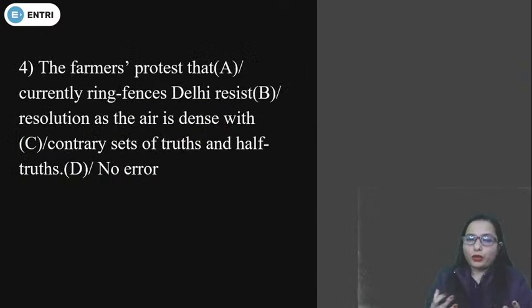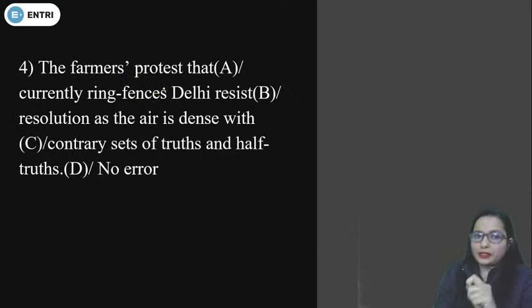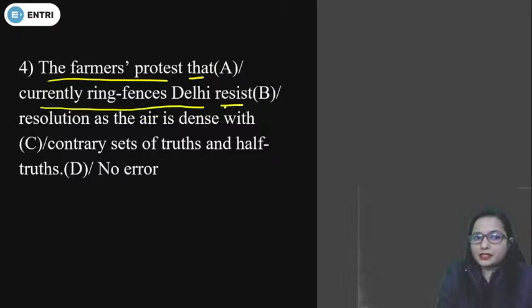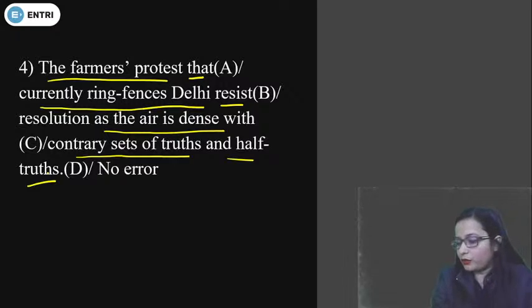Again, we have another question based on error detection. Now the sentence says: the farmers protest, the current hot topic. Currently ring fences Delhi resist the resolution as the air is dense with the contrary sets of truth and half truths. Where can you find the error? Are you able to find any kind of error in this statement?